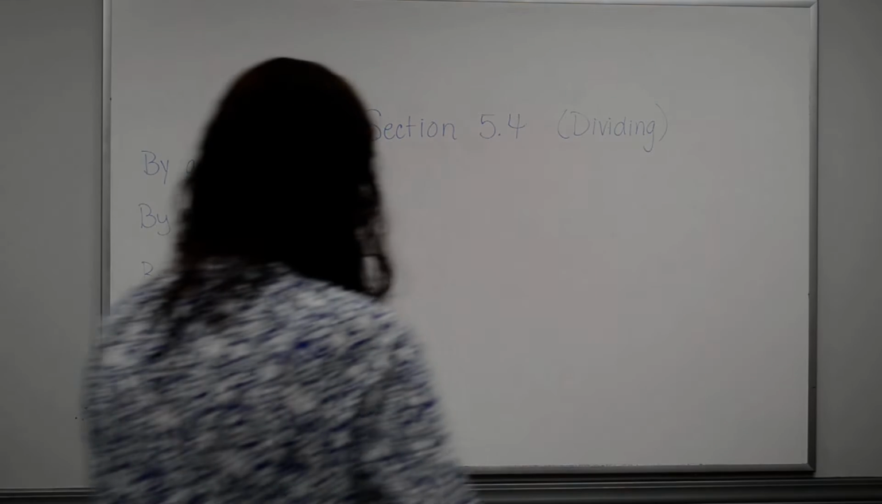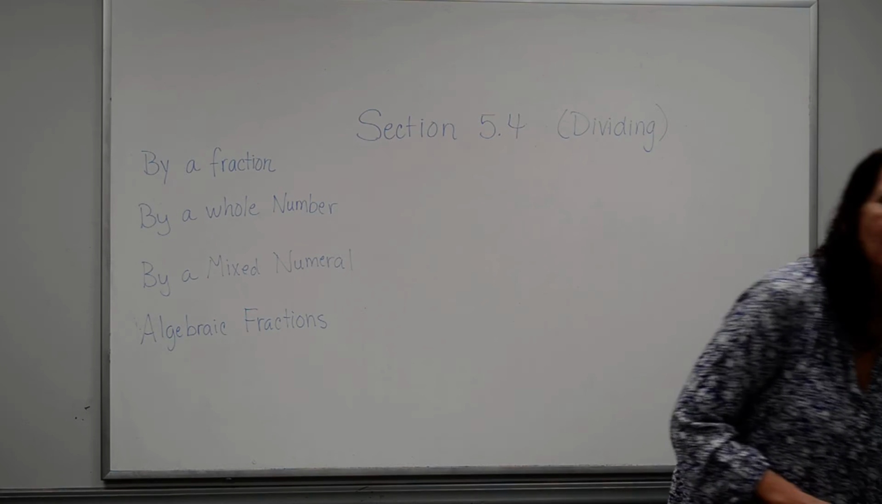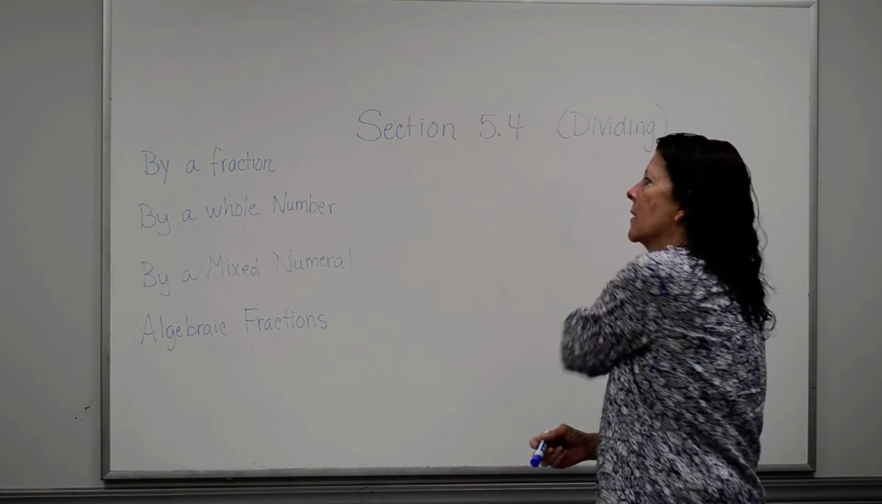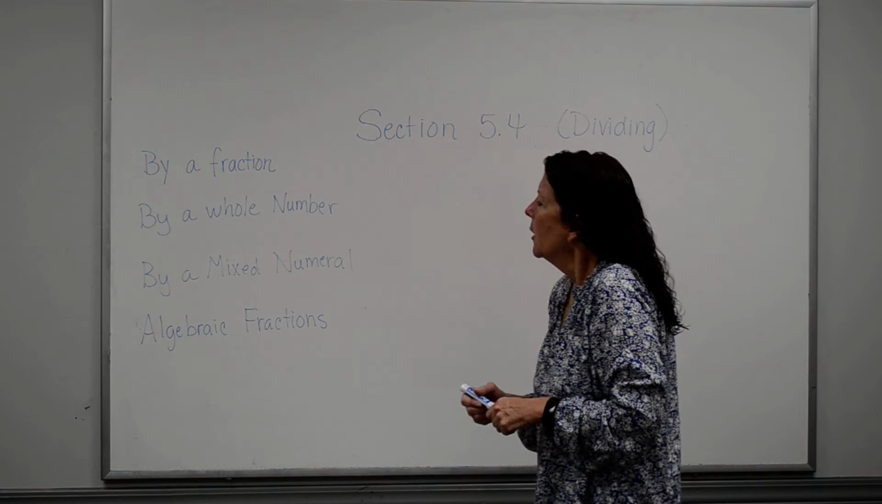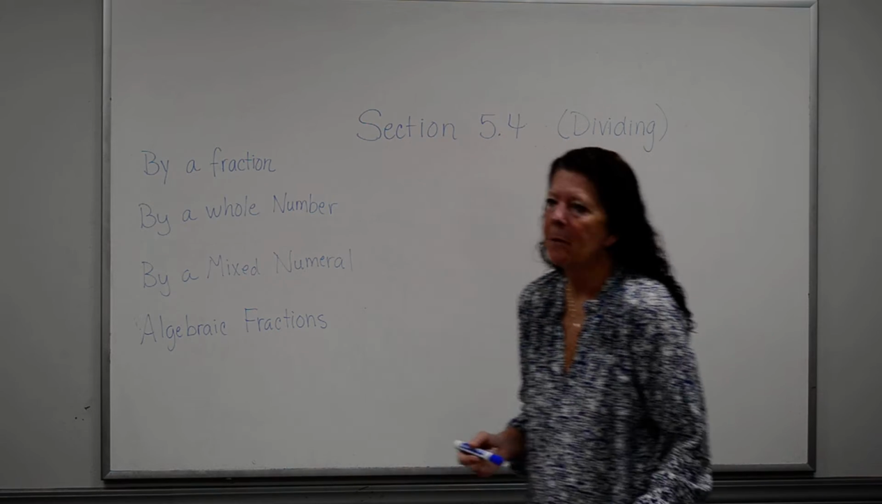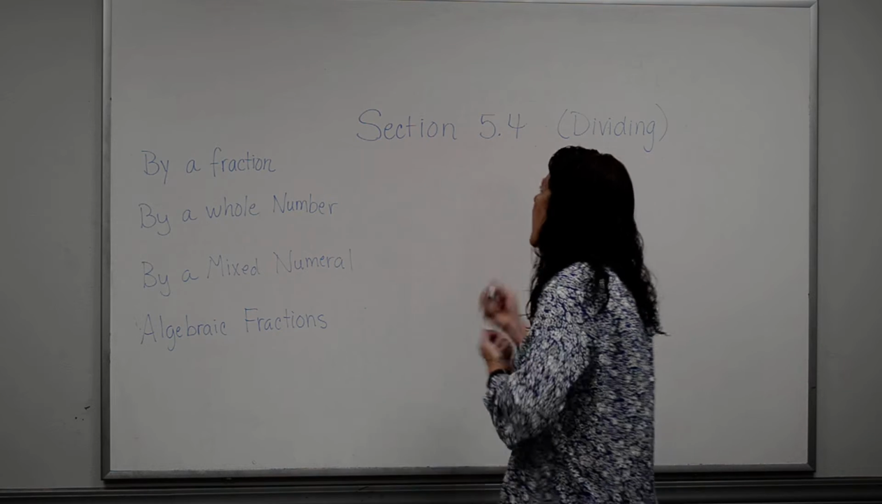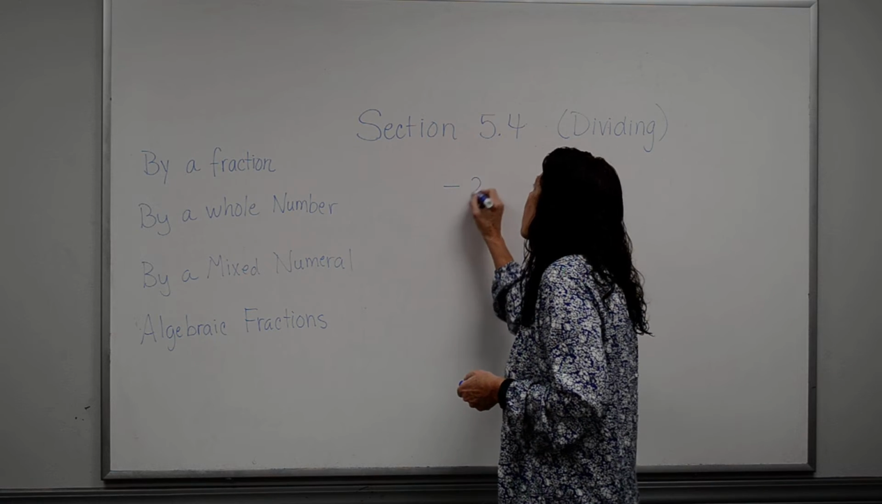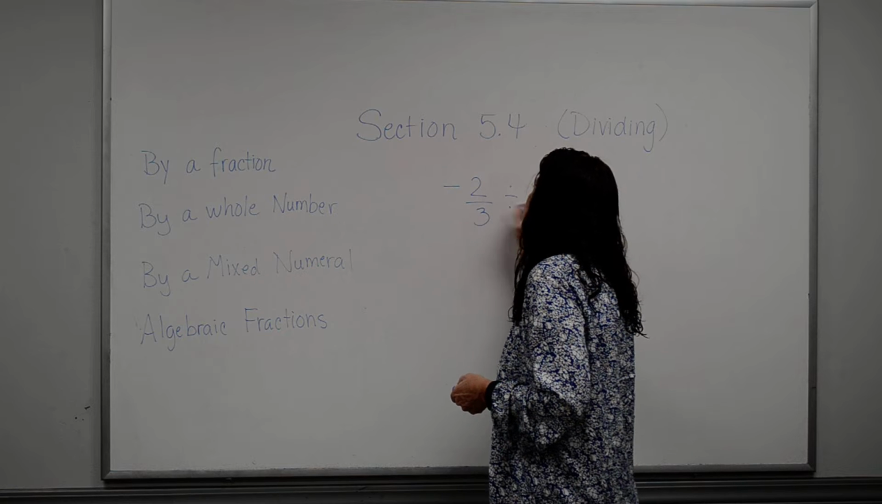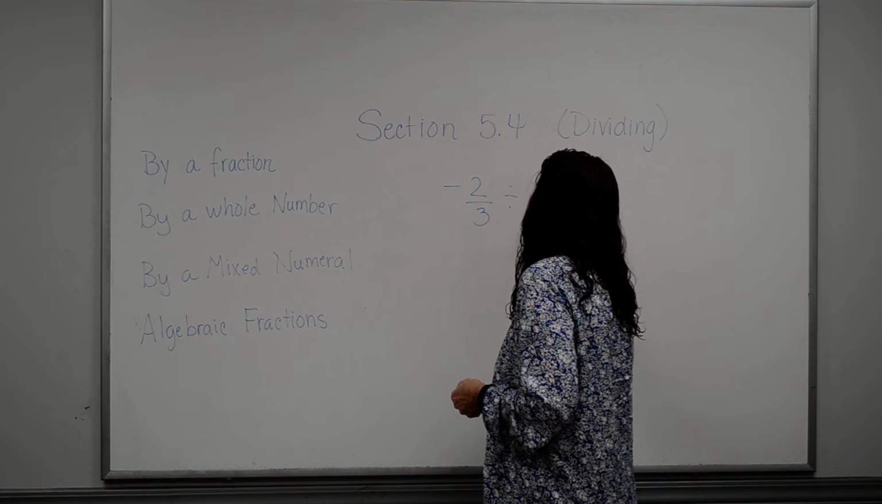This is the information from section 5.4, and this is all about dividing fractions. There's a certain rule that you have to remember when you divide fractions, and we're going to start out by dividing a fraction by a fraction. So like if I have negative 2/3 divided by 4/5.